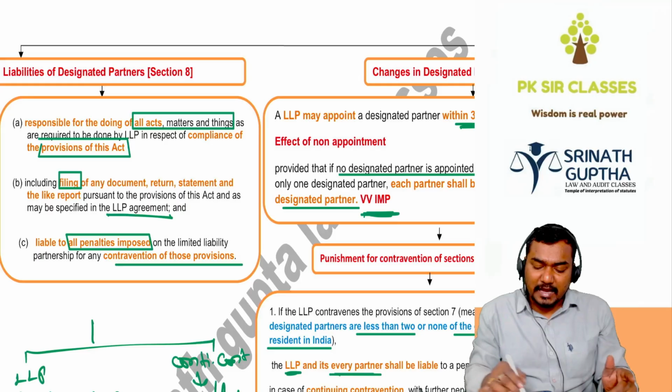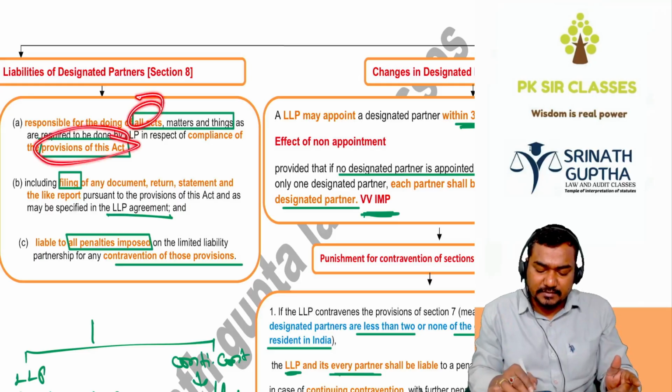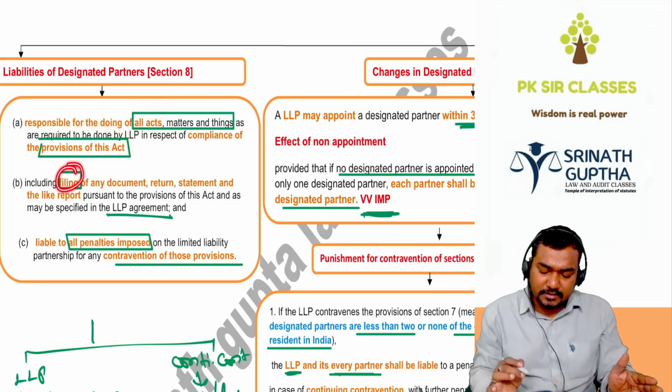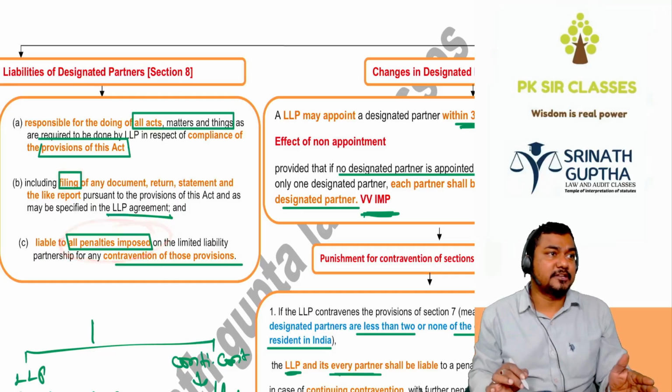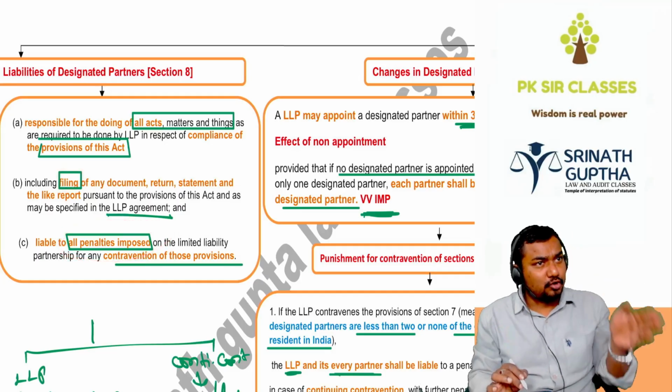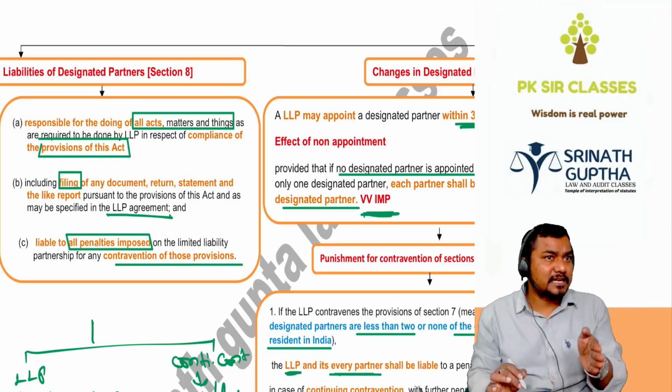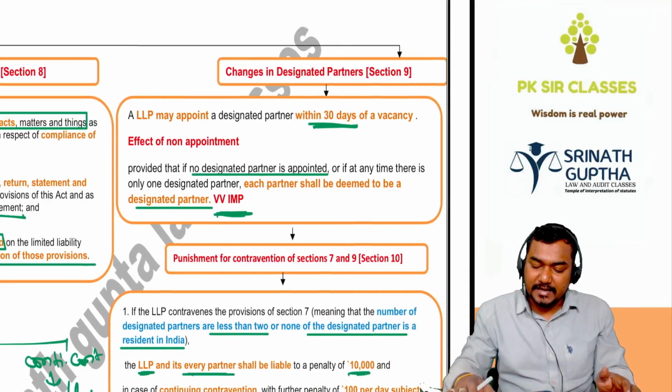So the DPs will be liable for complying with the LLP Act. They will be liable for all the acts and for complying with the provisions of the LLP Act, filing the documents with the ROC, and penalties for the contravention. So you have to manage the LLP, you have to comply with the LLP Act. If you are not managing as per the LLP Act, you are liable for the penalty.